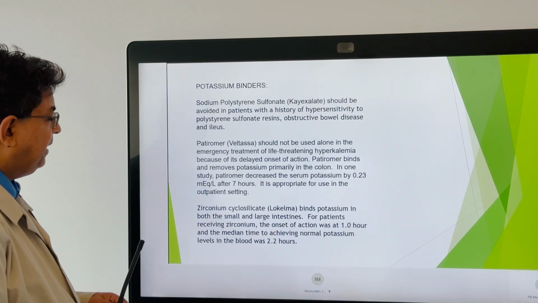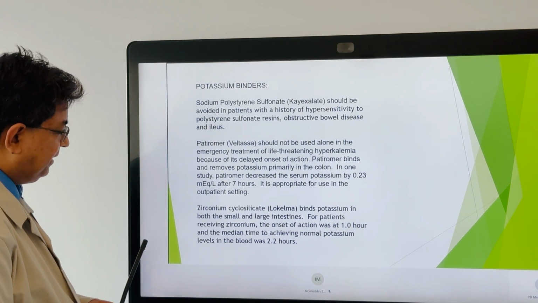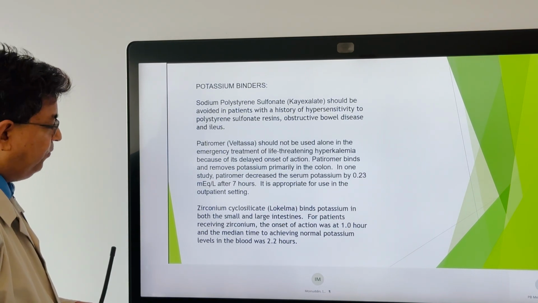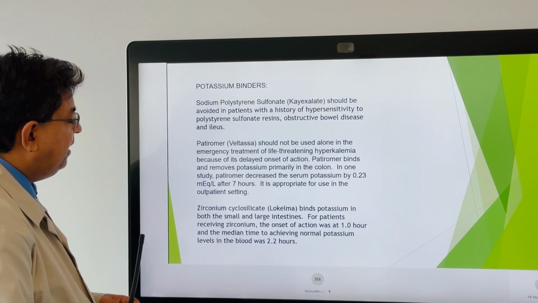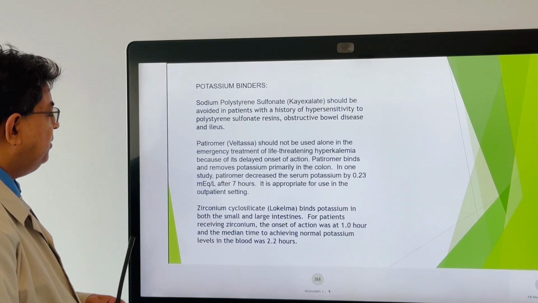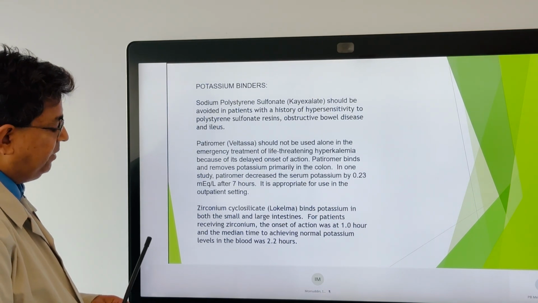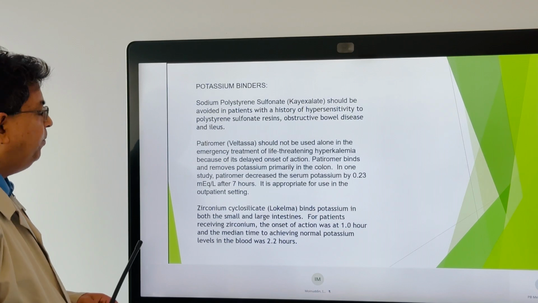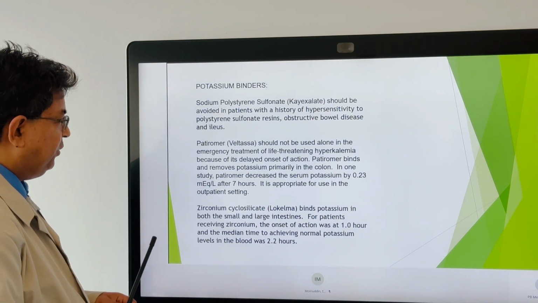Zirconium cyclosilicate or Lokelma binds potassium in both the small and large intestines. For patients receiving zirconium, the onset of action was at 1 hour and the median time to achieving normal potassium levels in the blood was 2.2 hours. Zirconium cyclosilicate or Lokelma can be used in the emergency room and in the outpatient setting. Both patiromer and zirconium are effective in the outpatient setting.